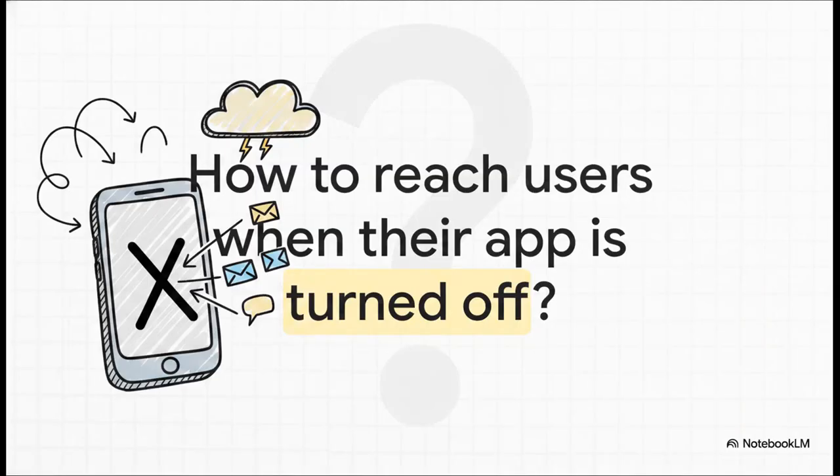Now, the fundamental question that drives this entire architectural requirement is just this: how do you reach a user when their app is completely turned off? Think about it. If a user force closes your app or the operating system just puts it to sleep to save battery, your application is functionally dead to the network. You have absolutely no direct way to send them a chat message, a breaking news alert, or a trading update. This massive communication gap is exactly why specialized push notifications are an absolute necessity in modern system design.